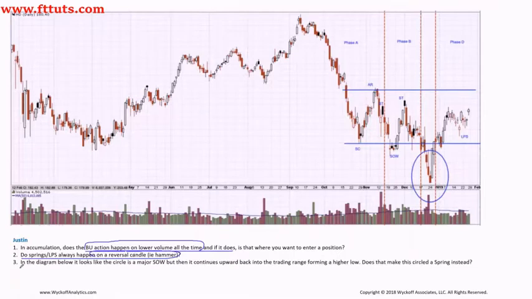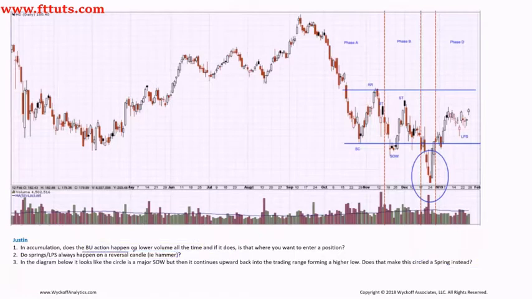And then the last question: in the diagram below, it looks like the circle is a major sign of weakness, but then it continues upward, back into the trading range, forming a higher low. Does that make this circle a spring instead? So, very good questions, Justin, and let's address those one by one.